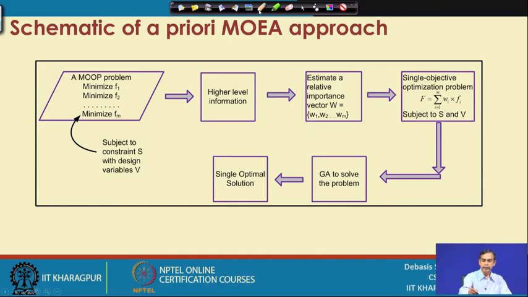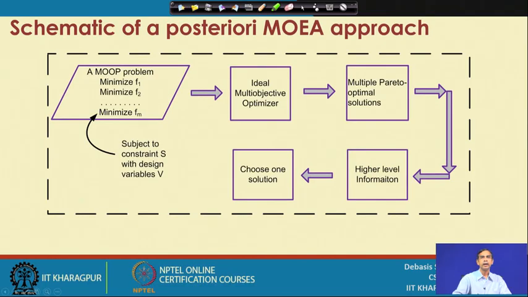Then we will discuss another approach, called the posteriori approach. That means, we need the information, but at a later stage. It is as usual in case of the objective function. This is the problem statement. This is basically the ideal multi-objective optimization problem. This is a new thing we have to think about. That means, it will give you the way how the multi-objective optimization problem can be solved.